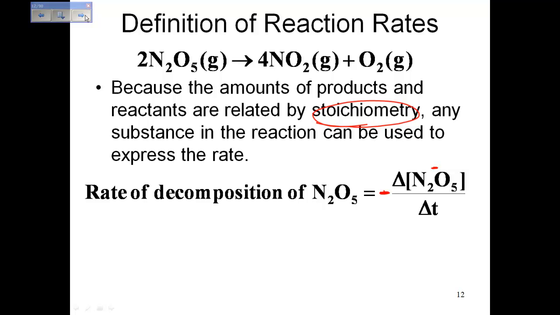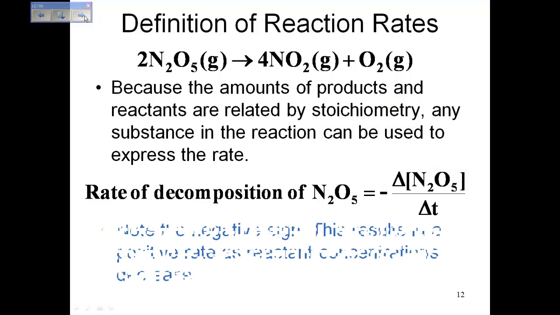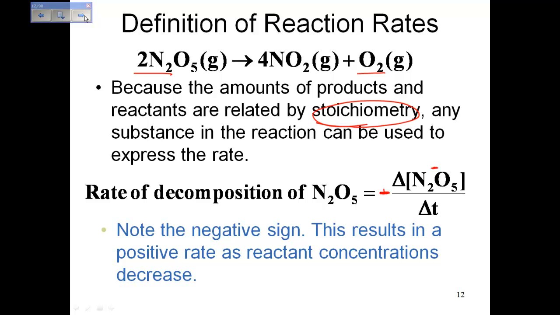But it's a little bit more complex than that, because this is the rate of decomposition. Notice something: I formed 1 mole of oxygen, and I have 2 moles of N2O5 being consumed to form that 1 mole of oxygen. Things are going to have to be on a mole-to-mole basis. I'm going to have to account that I'm using twice as much N2O5 to produce half the amount of O2. Once again, note the negative sign. This results in a positive rate as the reactant concentrations decrease.